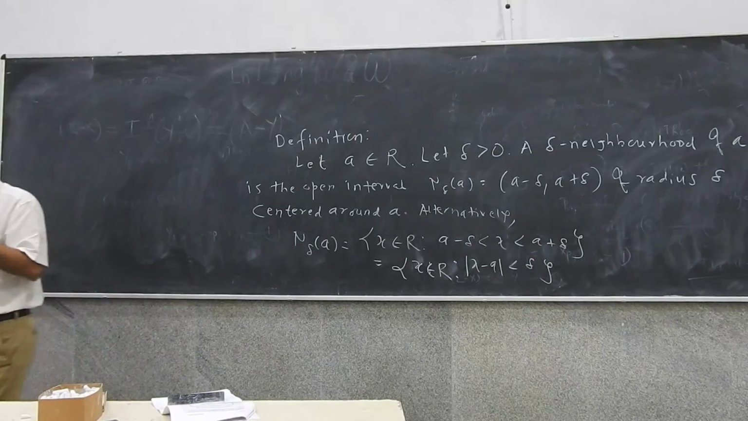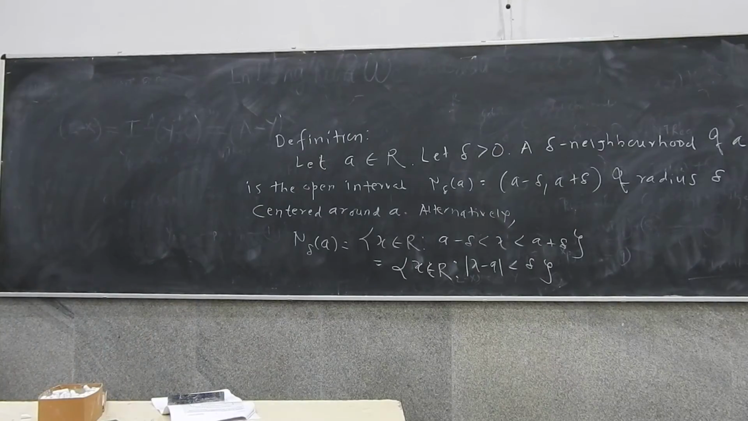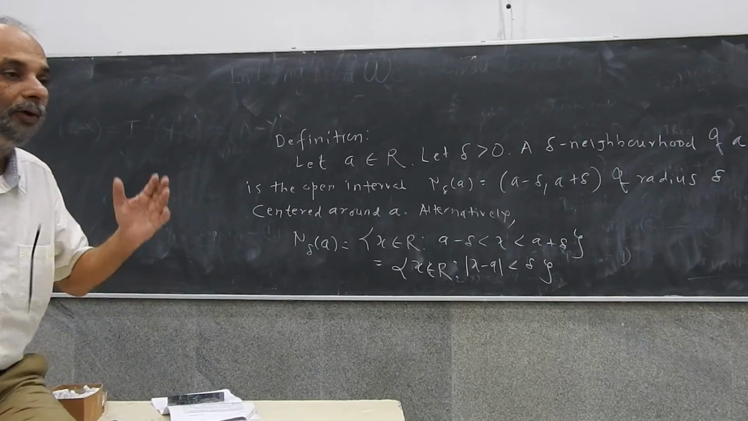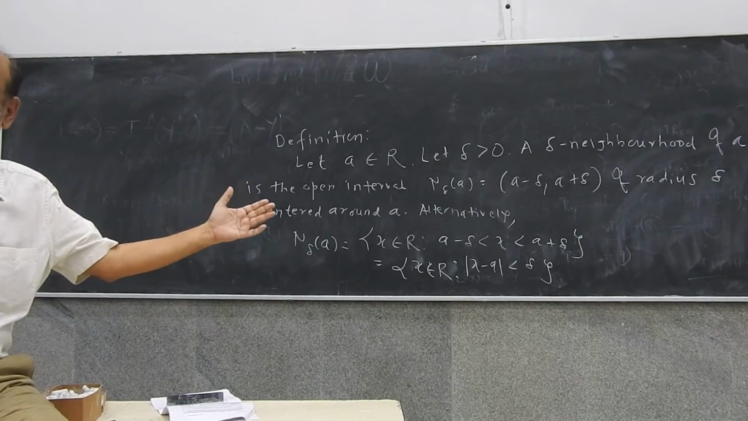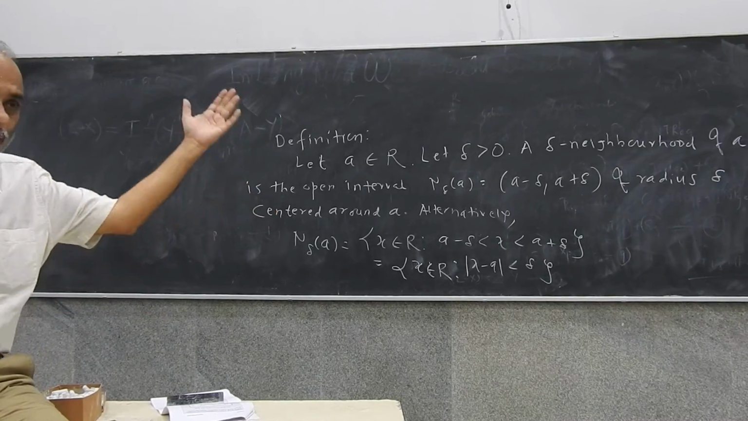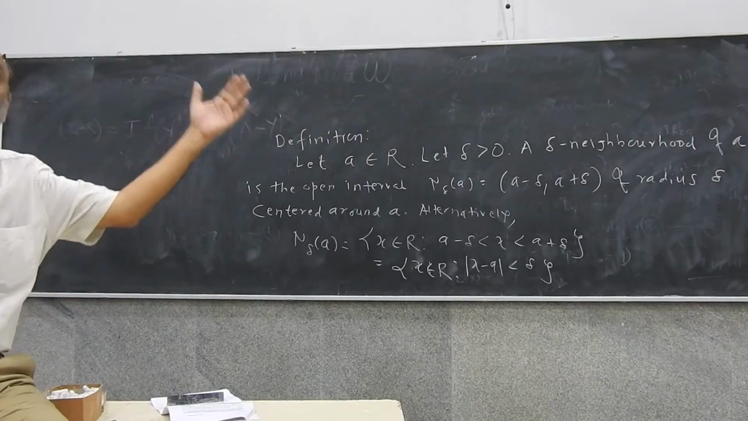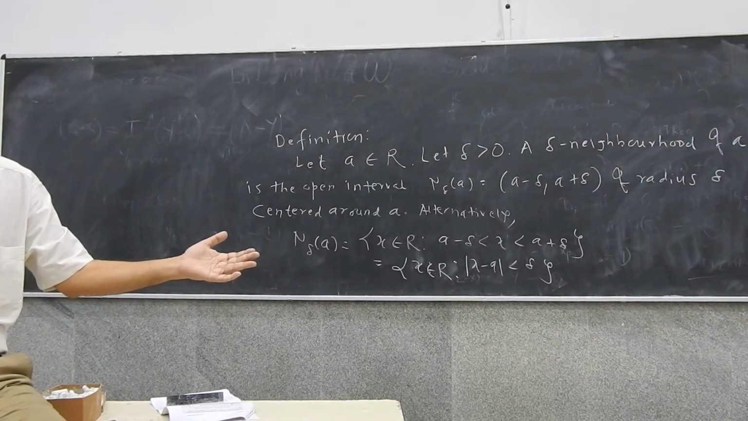So let's try to understand this definition. A belongs to R, delta greater than 0. A delta neighborhood of A is the open interval A minus delta on this side, A plus delta on this side, without of course including the boundaries. Why is it an open interval? Because it does not include the boundaries.